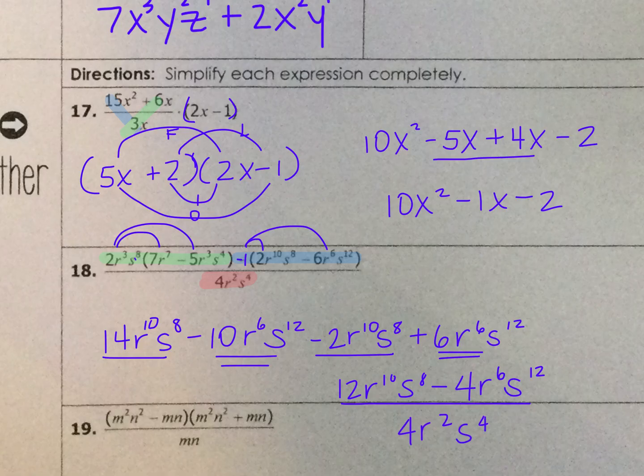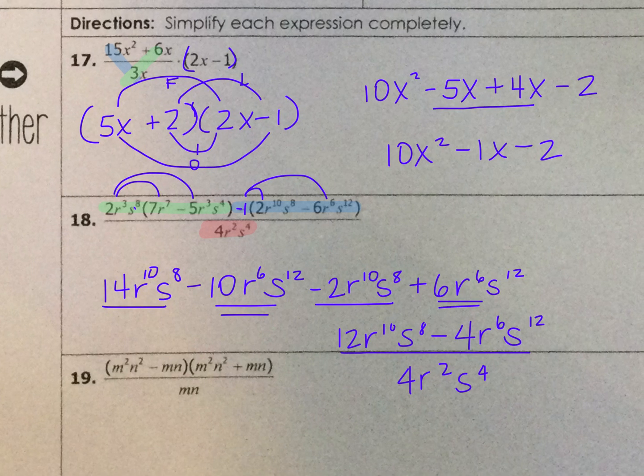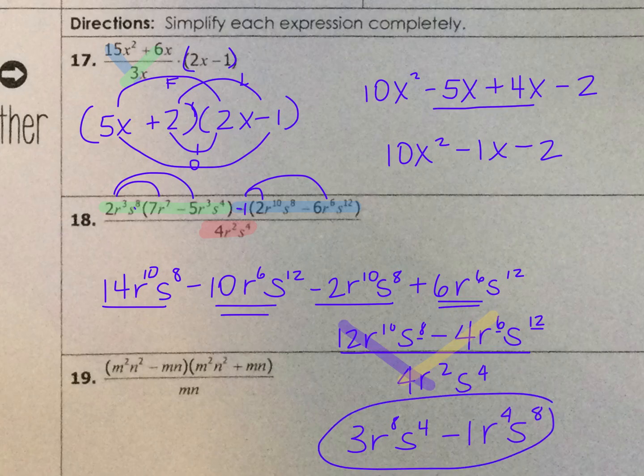So now we're just doing what we did all day today. Divide. 12 divided by 4 is 3 R S. 10 minus 2 is 8. 8 minus 4 is 4. Now I'm going to divide this way. Negative 4 divided by 4 is negative 1. 6 minus 2 is 4. 12 minus 4 is 8. All right, there's your answer for that one.